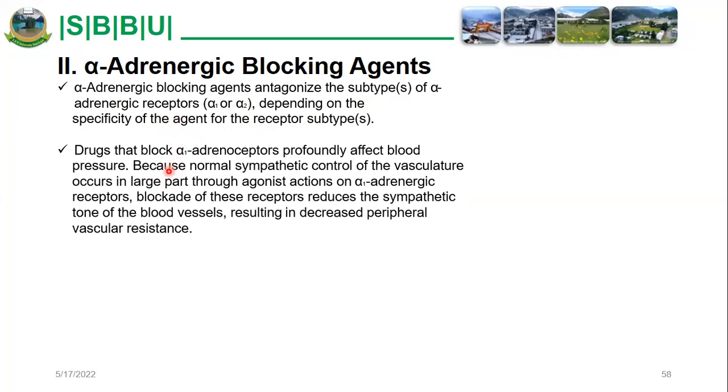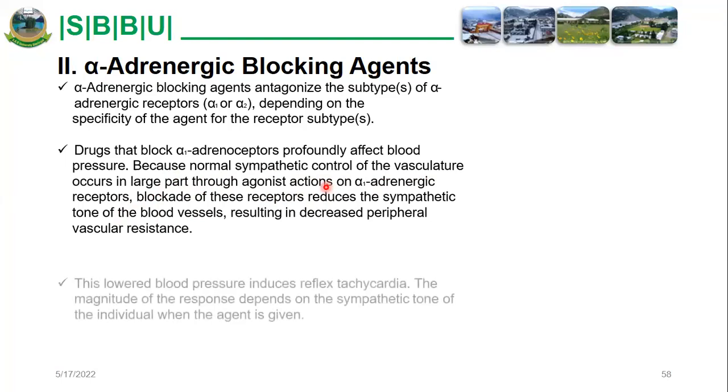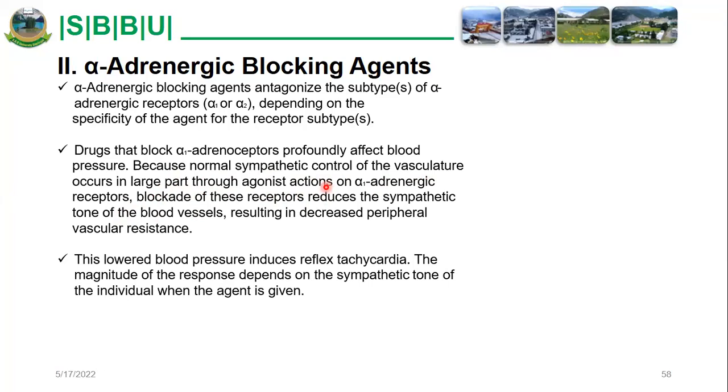Alpha blockers are the most prominent antihypertensive drugs used for the treatment of hypertension. Normal sympathetic control of the vasculature occurs in large part through agonist action on alpha 1 adrenergic receptors. Blockade of these receptors reduces the sympathetic tone of blood vessels, resulting in decreased peripheral vascular resistance. As a result, blood pressure can be reduced. This lower blood pressure induces reflex tachycardia. The magnitude of the response depends on the sympathetic tone of the individual when the agent is given.